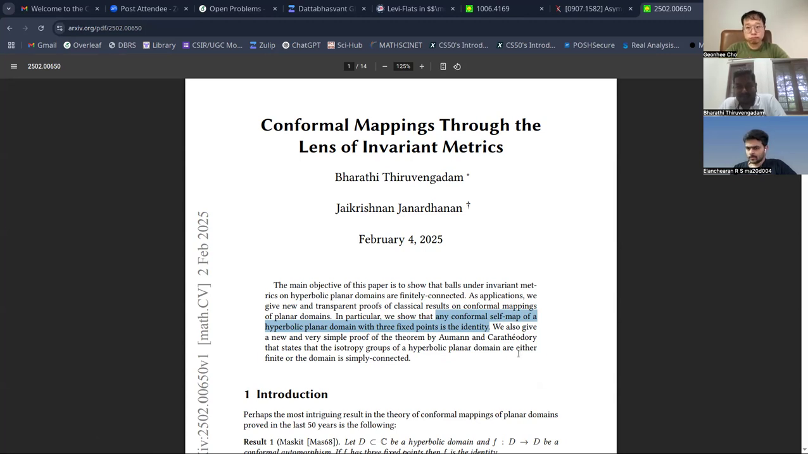So what we have done: we started with a hyperbolic planar domain, and let's say f is a conformal mapping which fixes three points. We choose one fixed point, and we consider the Kobayashi ball containing all these three fixed points. Obviously we can construct such a ball with respect to the Kobayashi metric. Then this is finitely connected. We can restrict the automorphism to the ball, and we know that the Kobayashi metric is invariant under the automorphism.